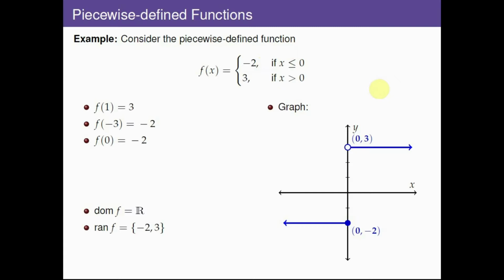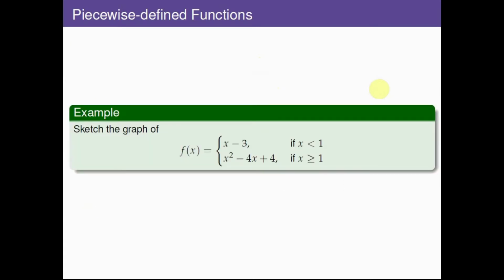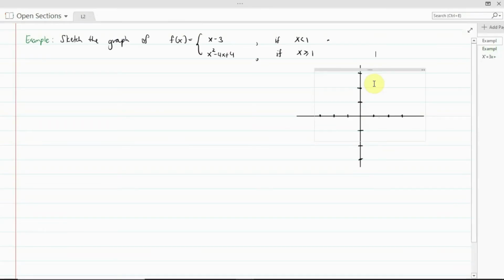Alright, for another example, let's have this piecewise defined function f of x, which is equal to x minus 3 if x is less than 1, and x squared minus 4x plus 4 if x is greater than or equal to 1. And let us sketch this graph. Sketch natin ito. Start tayo if x is less than 1. So, if x is less than 1, what do we sketch? We sketch the line y equals x minus 3.